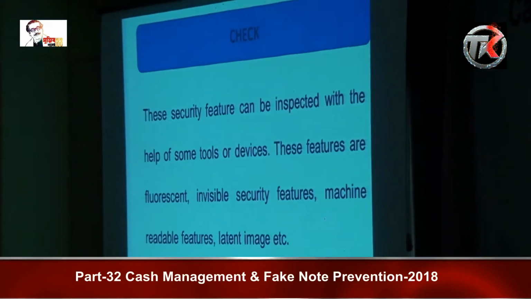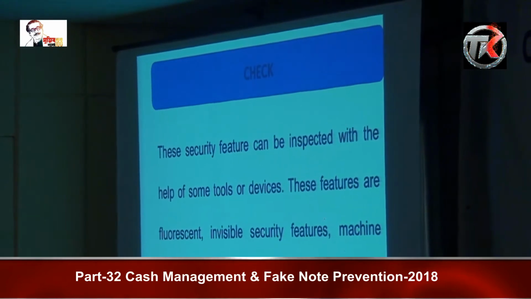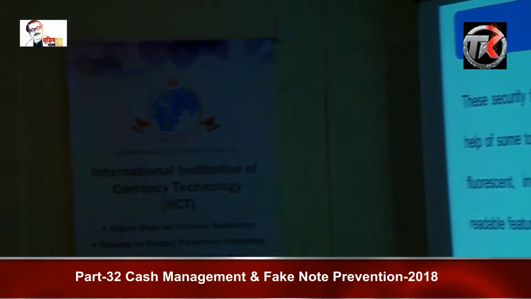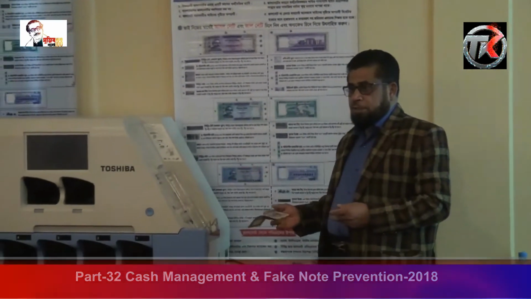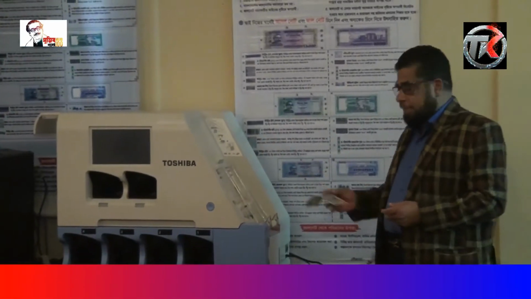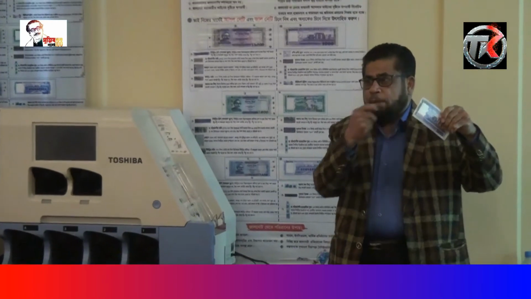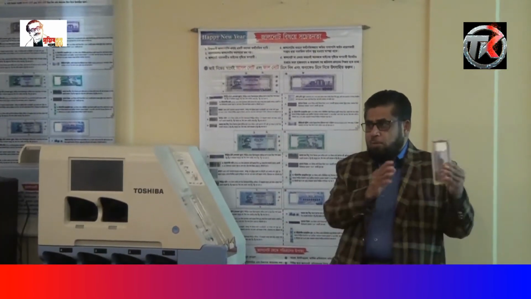Check is normally done by the overt security feature and by the covert security feature. The bank people, the teller, can check through the counting machine, the sorting machine, or the authentication machine. Even some features we can check through some device. So this is one process: through check, you can authenticate the note. Clear?